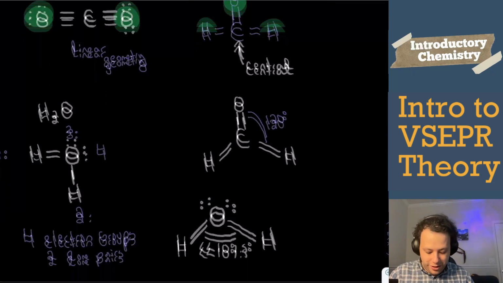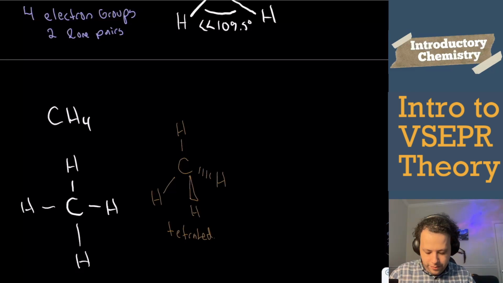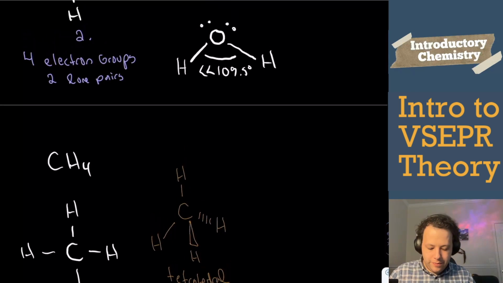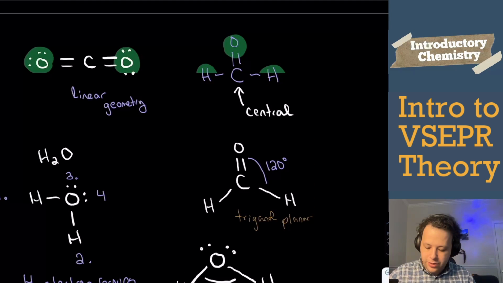So why don't we redraw that as tetrahedral? So this would be C, H, H. We'll draw a wedge, and then a dash to show we have a tetrahedral geometry. Okay, now let's label these other ones real quick. So this was bent. This was trigonal planar. And this was linear up there.